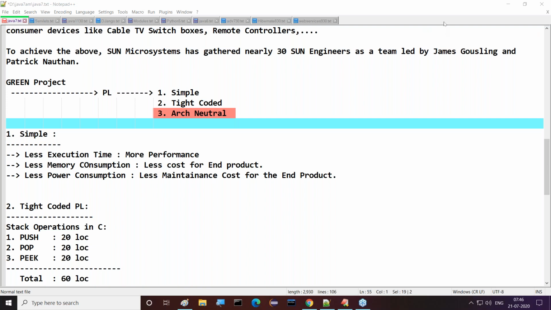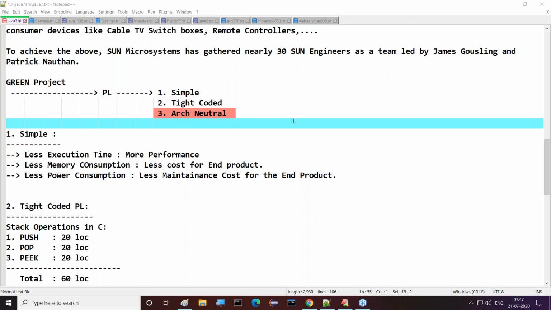That's okay, good. Now tell me what exactly the features are that Sun Microsystems wants to implement in the new programming language, guys. Can you tell me what the three features are? Come on, all of you respond. Simple, tight-coded, architectural neutral. That's perfect.